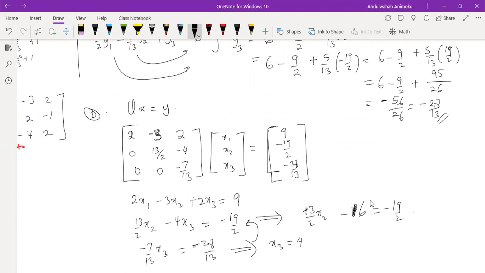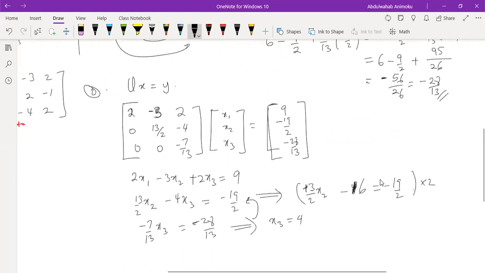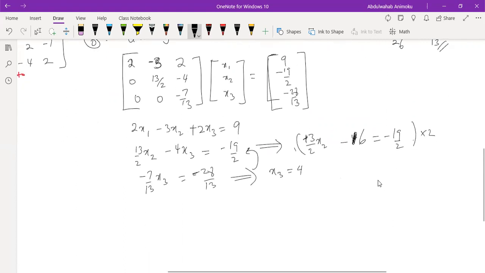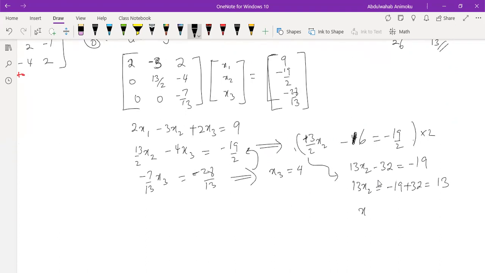Now it's easier to solve this if you just multiply through by 2. So if I multiply the whole equation by 2, what does that give me? This gives me 13x2 minus 32 equal to minus 19. So this gives me 13x2 equal to minus 19 plus 32, which is what? 13 as well. So therefore, x2 is equal to 1. So we have x2 equal to 1, x3 equal to 4.